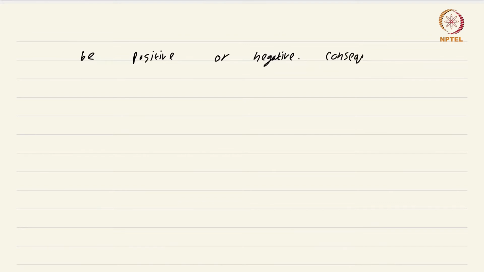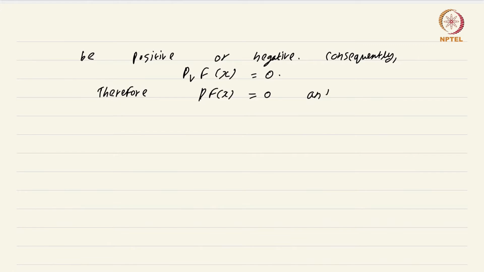Consequently, D_v f(x) is 0. And this is true for all vectors v. Therefore D_v f(x) is 0, and so is the gradient of f. Okay, so this concludes the proof.